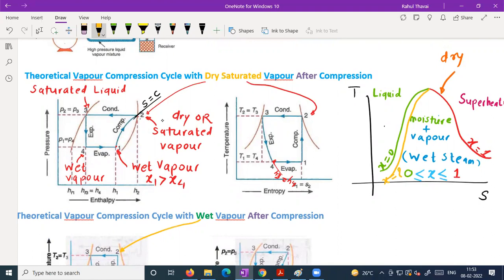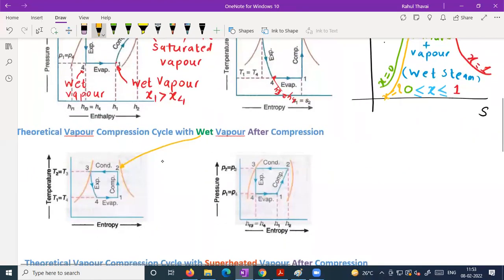What about the second condition? In the second condition, point number two is lying inside the dome. That's why it is wet. So this is the only change we have. At point number two, the vapor is wet.